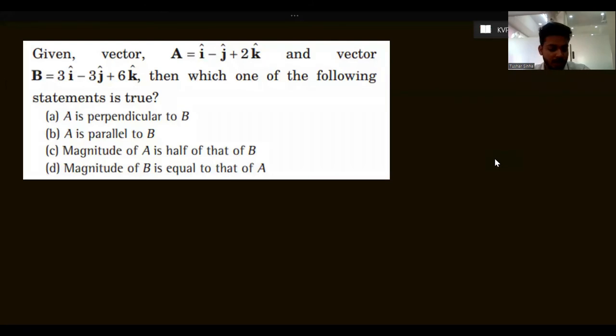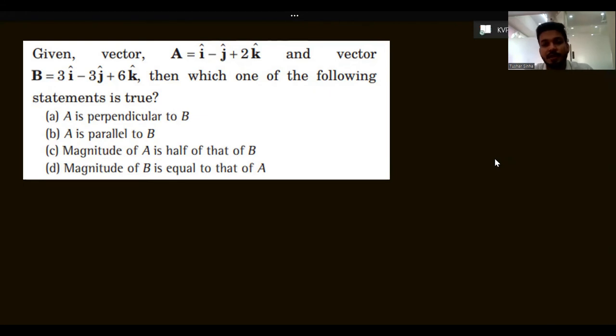Okay, let's do a question which is slightly more difficult. This is based on vector product. Here there are two vectors given to us, vector A and vector B, and they're asking which of the following statements are true. So we have to check whether they are perpendicular, parallel, and also check their magnitudes, because there are options that are talking about the magnitudes.